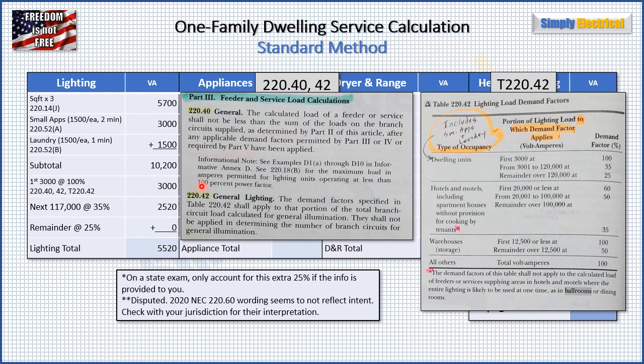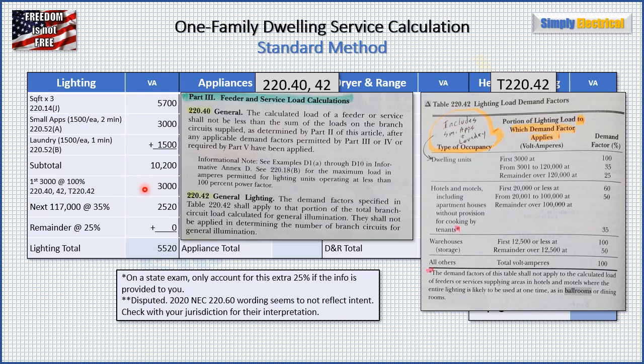Now, because they know that we're not going to be using all these loads simultaneously, the chances are very slim that we'll be using even half of these at the same time. They allow us to apply demand factors to this number. So we don't have to take this full 10,200 volt-amps and put that into our overall calc. We can apply a percentage to this number, or it's actually a more complex calculation than just a percentage, and I'll show you in just a minute.